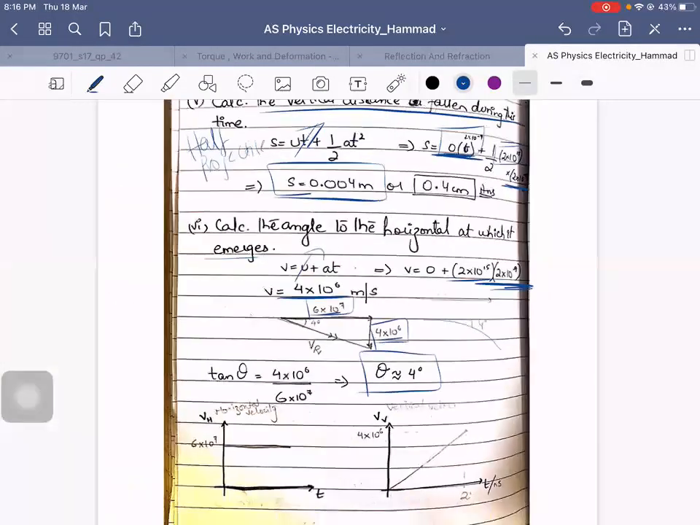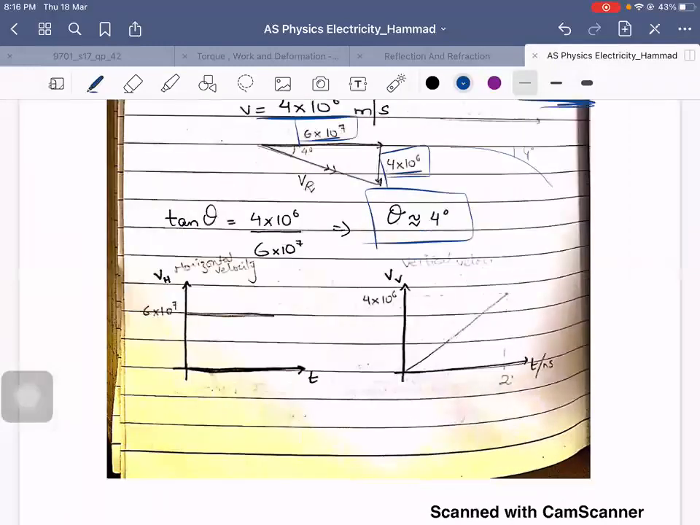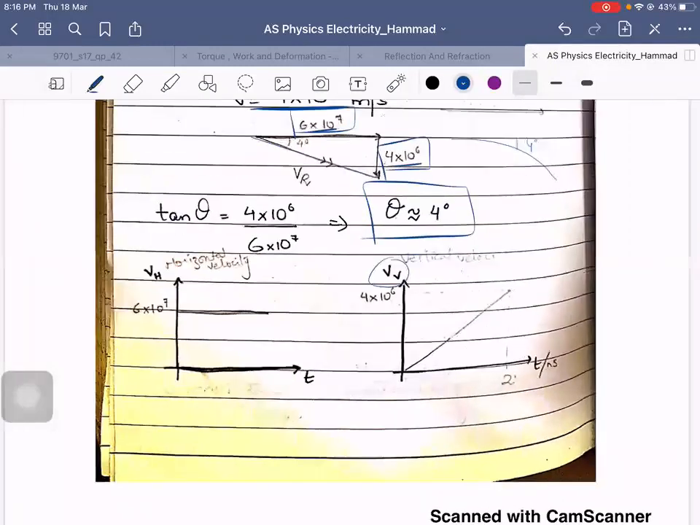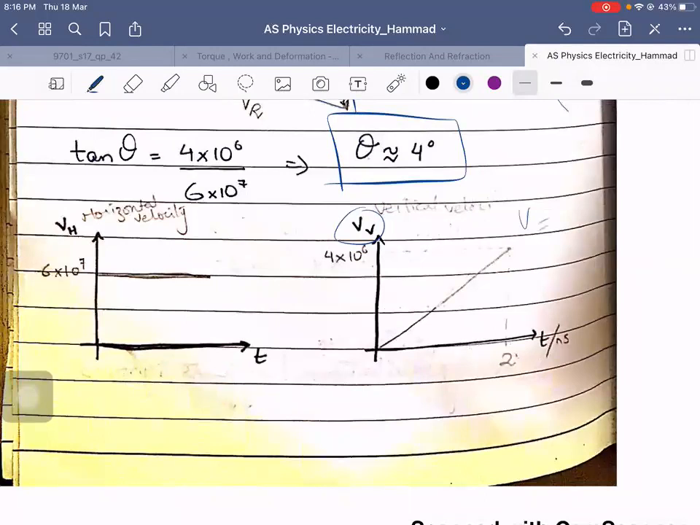Moving forward, your vertical velocity had acceleration and it started from zero. So v is equal to u plus at. Here u cancels off. Velocity is directly proportional to the time. That is why it is a straight line. In your horizontal velocity component, there was no acceleration, so it travels throughout at a constant velocity value.